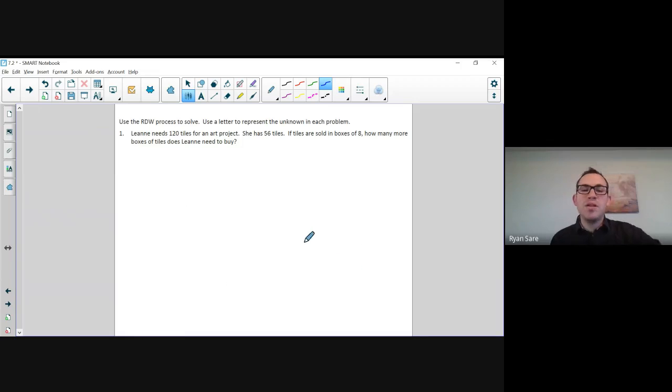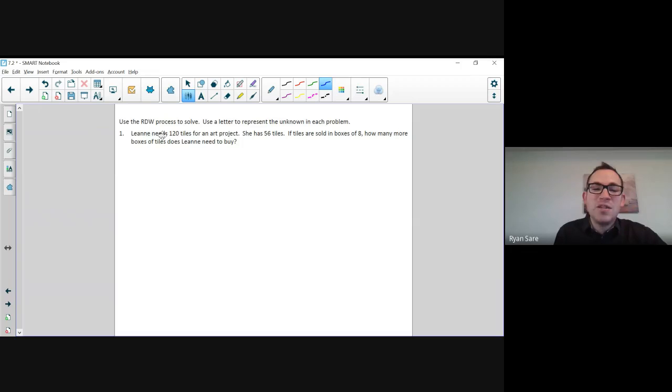For these problems, we're going to be using the read, draw, write process to solve. We want to use a letter to represent the unknown. Now, the nice thing about using these variables is that it helps us to lay out the information in another way. And if you have been practicing reading and writing in math, then this will just be like helping us plan out how we're going to solve it, just like working with English.